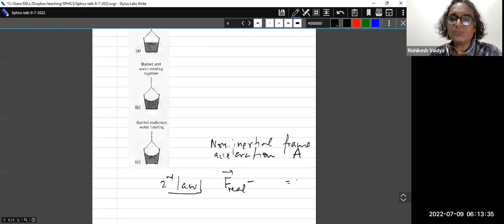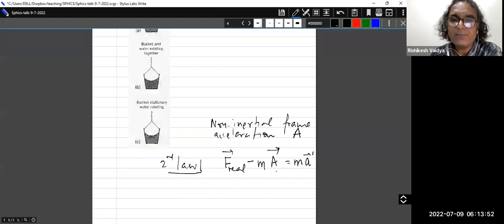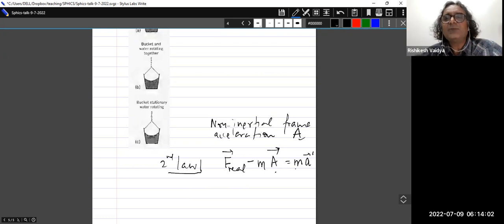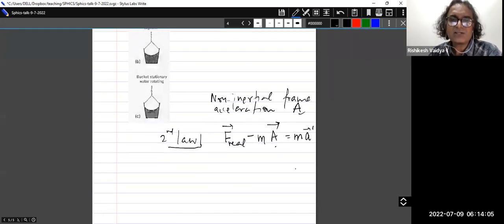Suppose you are interested in the motion of a body of mass M, and its acceleration in the non-inertial frame is A prime. Then the second law applied to the non-inertial frame. Here I am talking about a linear acceleration. This A can also be rotational acceleration, just that the form is slightly more complicated for rotational acceleration. So this is the form of the second law.